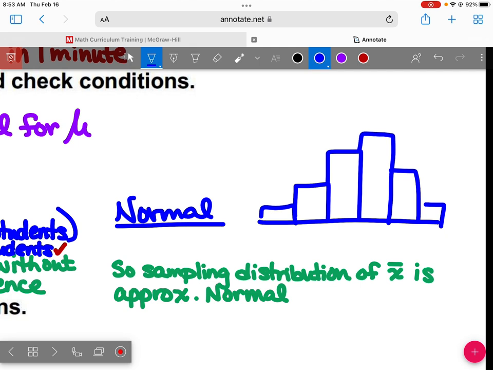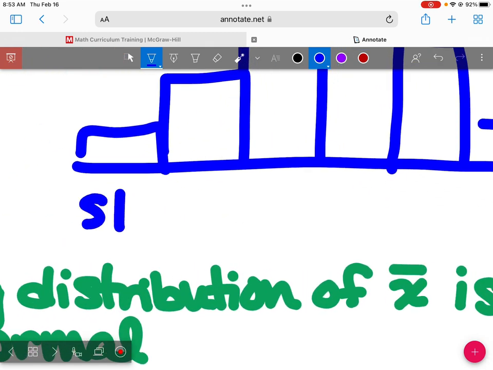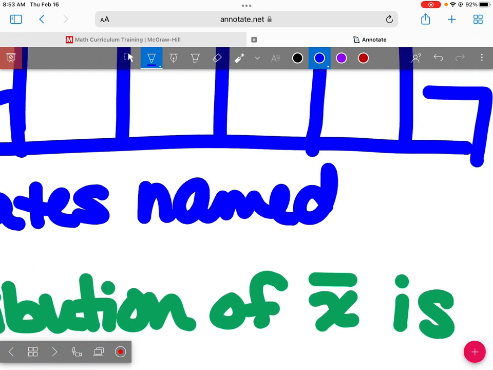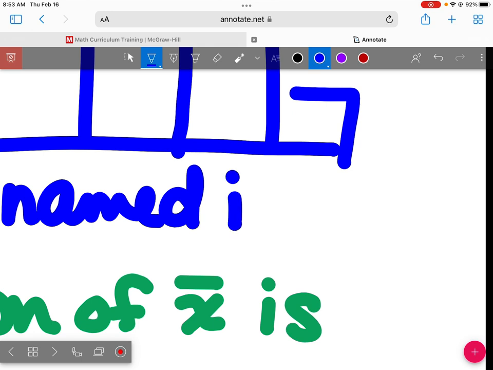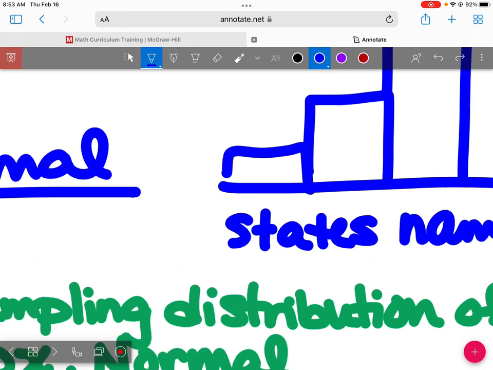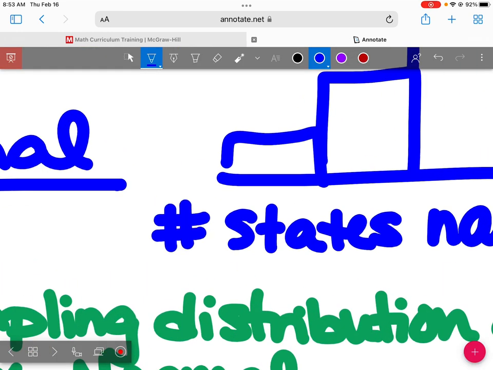What is this a histogram of? Where did our data come from? Yes. This would be states named in 1 minute, or very specifically number of states named in 1 minute. You have to label your histogram. If all you have is a picture and you're not saying what it's of, it's kind of meaningless.